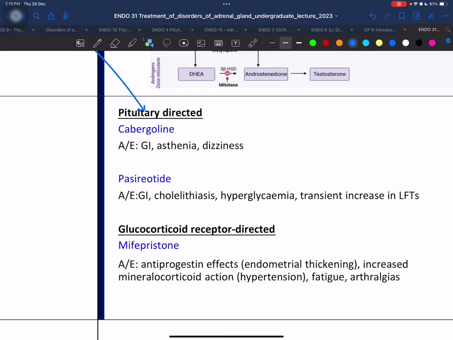For example, if the patient is on ketoconazole, you need to monitor the liver function test. You need to monitor the other hormones, the fertility panel, and also GIT. You need to monitor whether the patient has GIT problems, and you need to administer medication for that if needed. Okay?